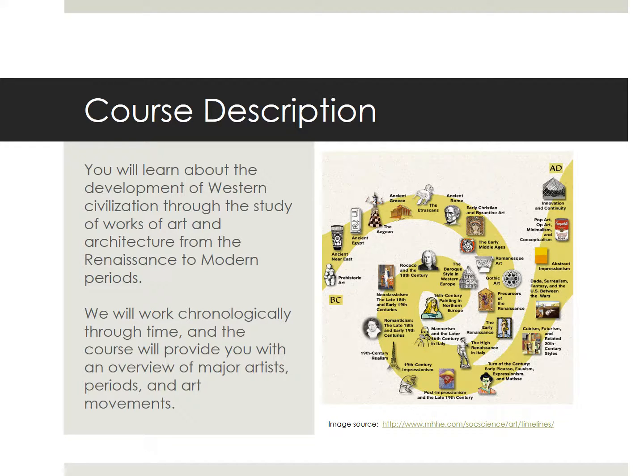The course description. You will learn about the development of Western civilization through the study of works of art and architecture from the Renaissance to modern periods. We'll work chronologically through time, and the course will provide you with an overview of major artists, periods, and art movements.